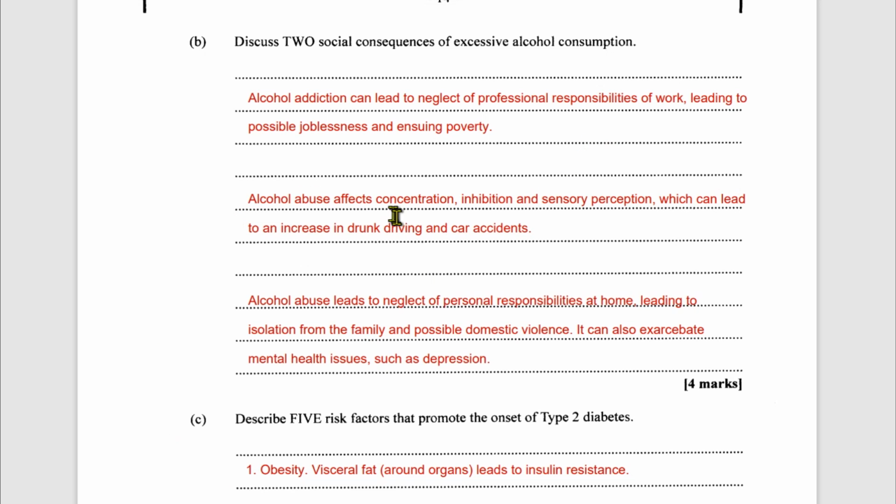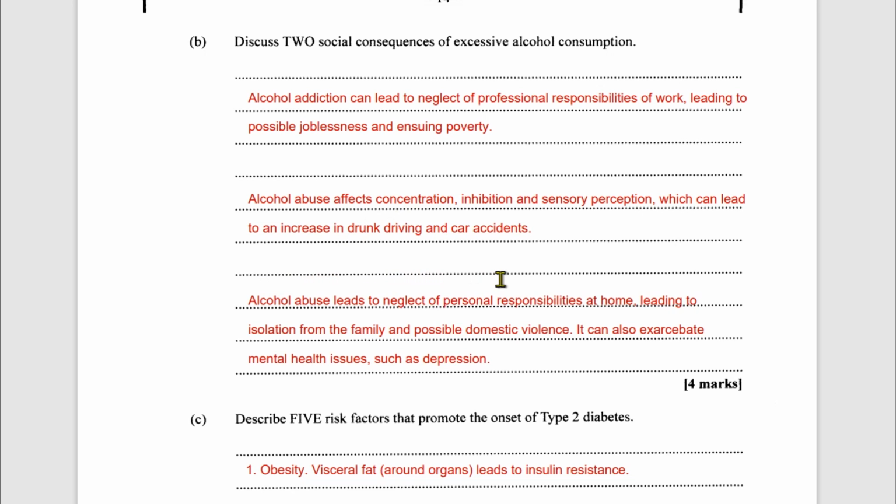Alcohol abuse affects concentration, inhibition, so it reduces the inhibition, and sensory perception. This could lead you to be kind of overconfident, and as a result, this could result in violence, increase in public altercations or even domestic violence, increase in drunk driving and car accidents. And so these 2 would work, but the third one, alcohol abuse leads to neglect of personal responsibilities at home.